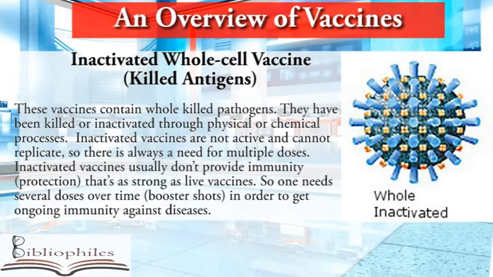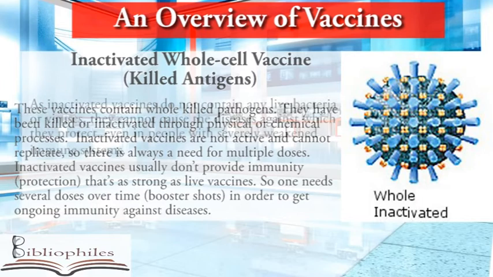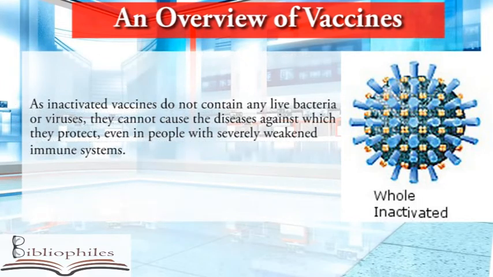So one needs several doses over time, that is the booster shots, in order to get ongoing immunity against the diseases. In general, the immune response does not occur after the first dose, but usually after the second or third dose. And as inactivated vaccines do not contain any live bacteria or viruses, they cannot cause the disease against which they protect, even in people with a severely weakened immune system. So that is the advantage of these inactivated vaccines.